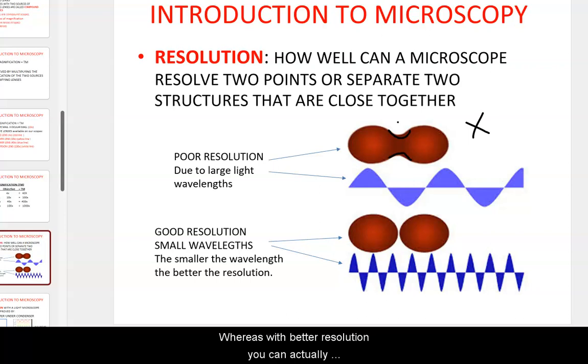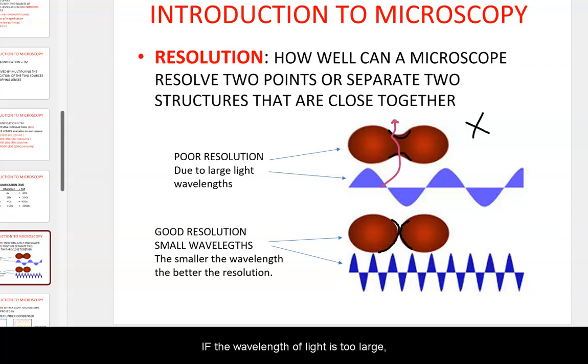Whereas with better resolution, we can actually see that these are two different cells close together. So now we can resolve the image as two objects, not one object with an indentation in the middle. The problem with resolution using visible light microscopes is that in order to improve resolution, the rays of light must be able to travel in between objects.